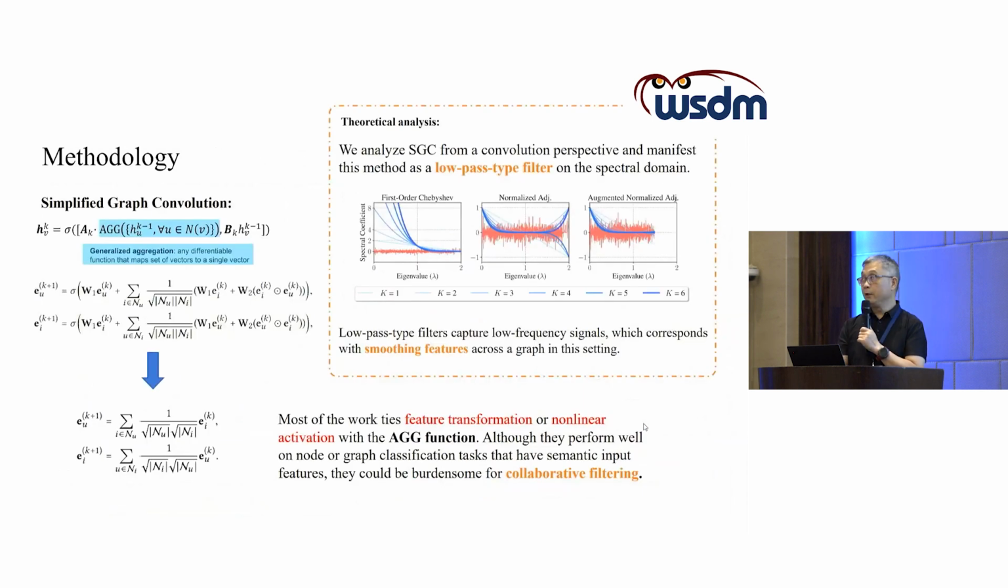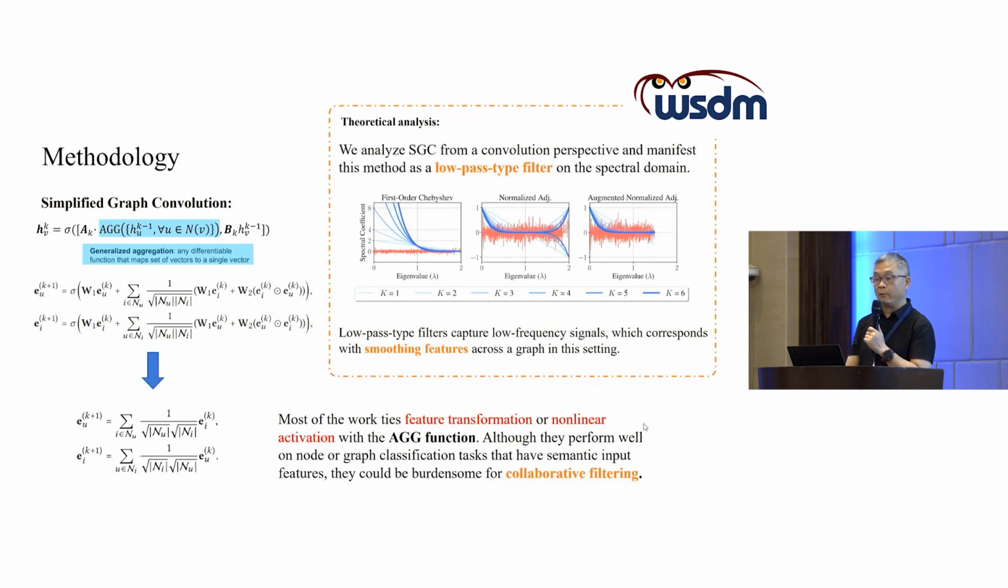Okay, so in more particular detail, our methodology basically undergoes two steps. First is the simplified graph convolution module. Basically, our model takes a weighted sum aggregator to replace the existing feature transformation and also the nonlinear activation function, so the model can, in that regard, simplify the existing model.